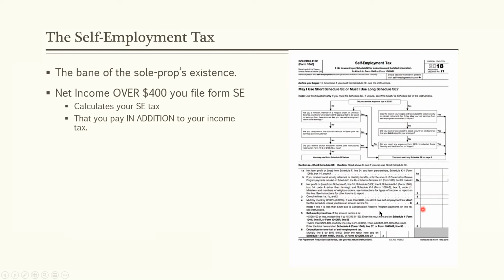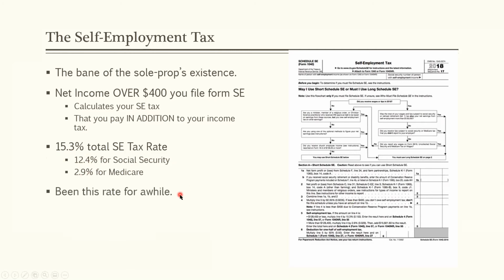So as a general rule of thumb, I don't worry about multiplying it by 92%. I like to be conservative with my clients, which means I overestimate their taxes. So we take their net profit and I say multiply that by 15.3%, and that is going to be your self-employment tax. Why is it 15.3%? Well, right here, you can see it's broken down into 2 numbers: 12.4% for Social Security, and 2.9% for Medicare. And it's been this rate for a long time. Ever since I was in school, it was this rate.